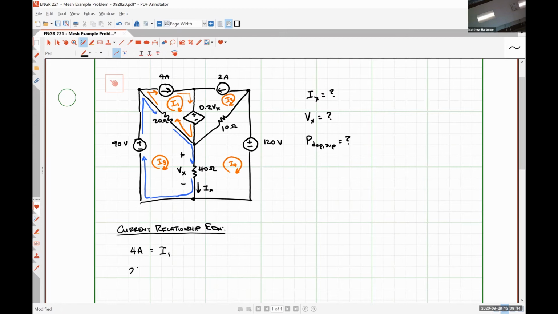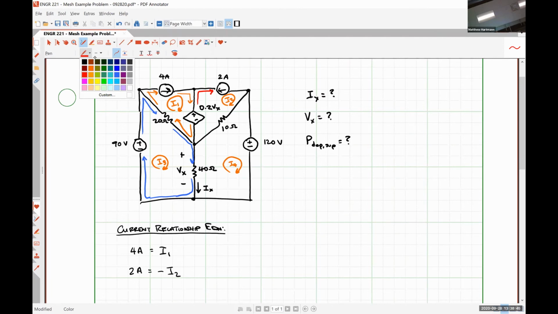For our 2 amp source, what's our current relationship equation going to be? Negative I2. That's absolutely right. And if I draw this, when I2 is flowing around that topmost portion of the mesh, it's flowing from left to right around its clockwise path, which is in the opposite direction of the 2 amp source. So that's why we say 2 amps is equal to negative I2.